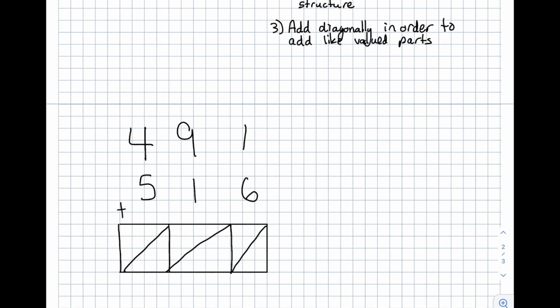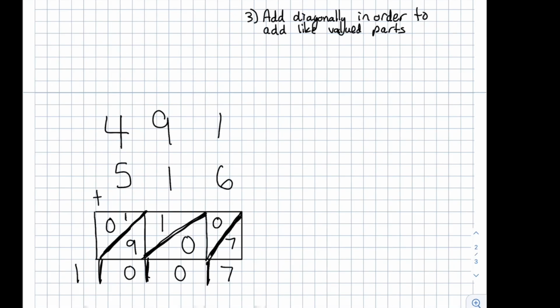Let's do another example. We will add 1 plus 6 to get 7. I'm going to record a 0 because I didn't have anything in the tens place. 9 plus 1 is 10. 4 plus 5 is 9. When I go to add diagonally, I get 7, 0. Here, I'm going to have to carry. 9 plus 1 is 10, 0, carry the 1, and I'll end up with 1007.